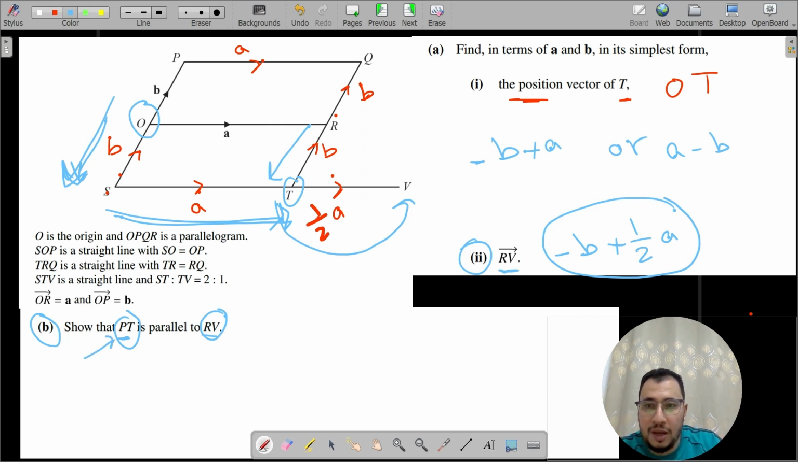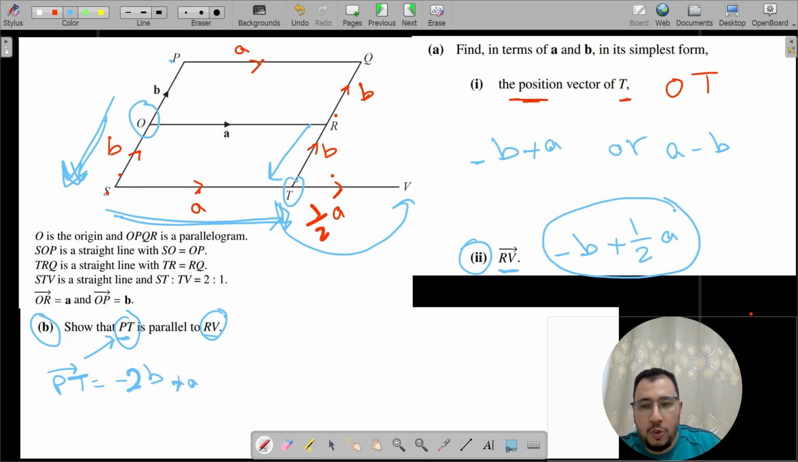PT, okay, how can we find PT? Okay, PT is here. Okay, vector PT, I will go from P to T. This is going to be negative 2B plus A. Okay, this is vector PT.